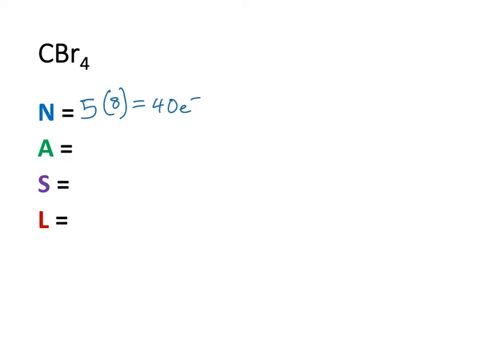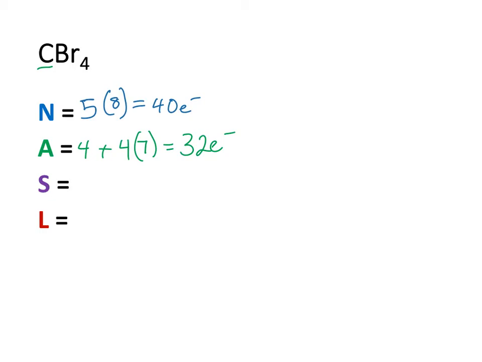My next step is to determine the available electrons, and that's based on the valence electrons for that atom. Starting with carbon, carbon is in group 14 on the periodic table, so that tells us that it has 4 valence electrons. I'm going to add that to the number of valence electrons from bromine. I have 4 bromine atoms, and each bromine is going to contribute 7 valence electrons because it's in group 17 on the periodic table. When I add these values together, I get 32 electrons available in my molecule.